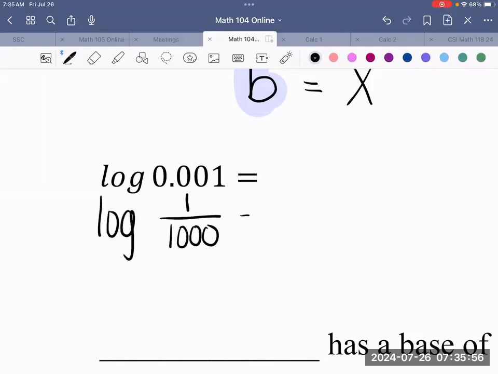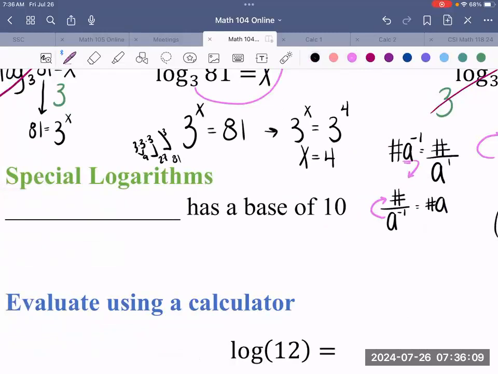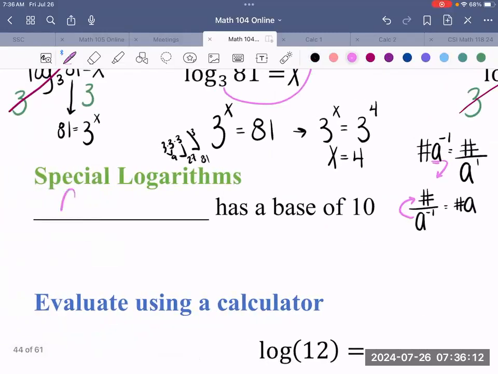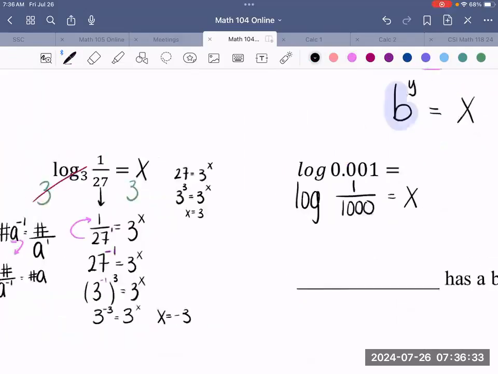Now notice that there is a log missing, right? The base is missing. Now this was absolutely intentional. This is a special base. Common logarithms have a base of 10. So if you see a logarithm that's showing a base 10, it can be written as just log of x. This is what your calculator is going to do if you just hit that log function, because it's already written as a base of 10.